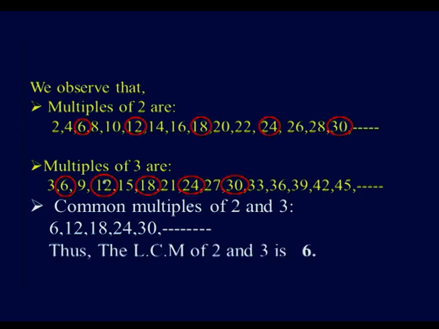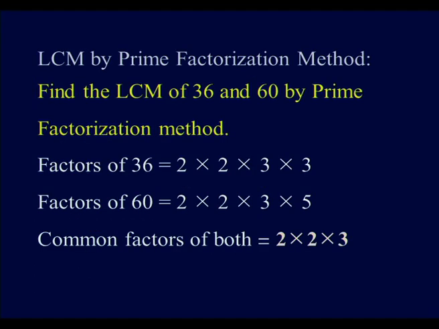Now, in these multiples, what is the smallest multiple, or least common multiple? As you can see here, it is 6. Thus, we can say that the LCM of 2 and 3 is 6. Now, LCM by prime factorization method. Find the LCM of 36 and 60 by prime factorization method.